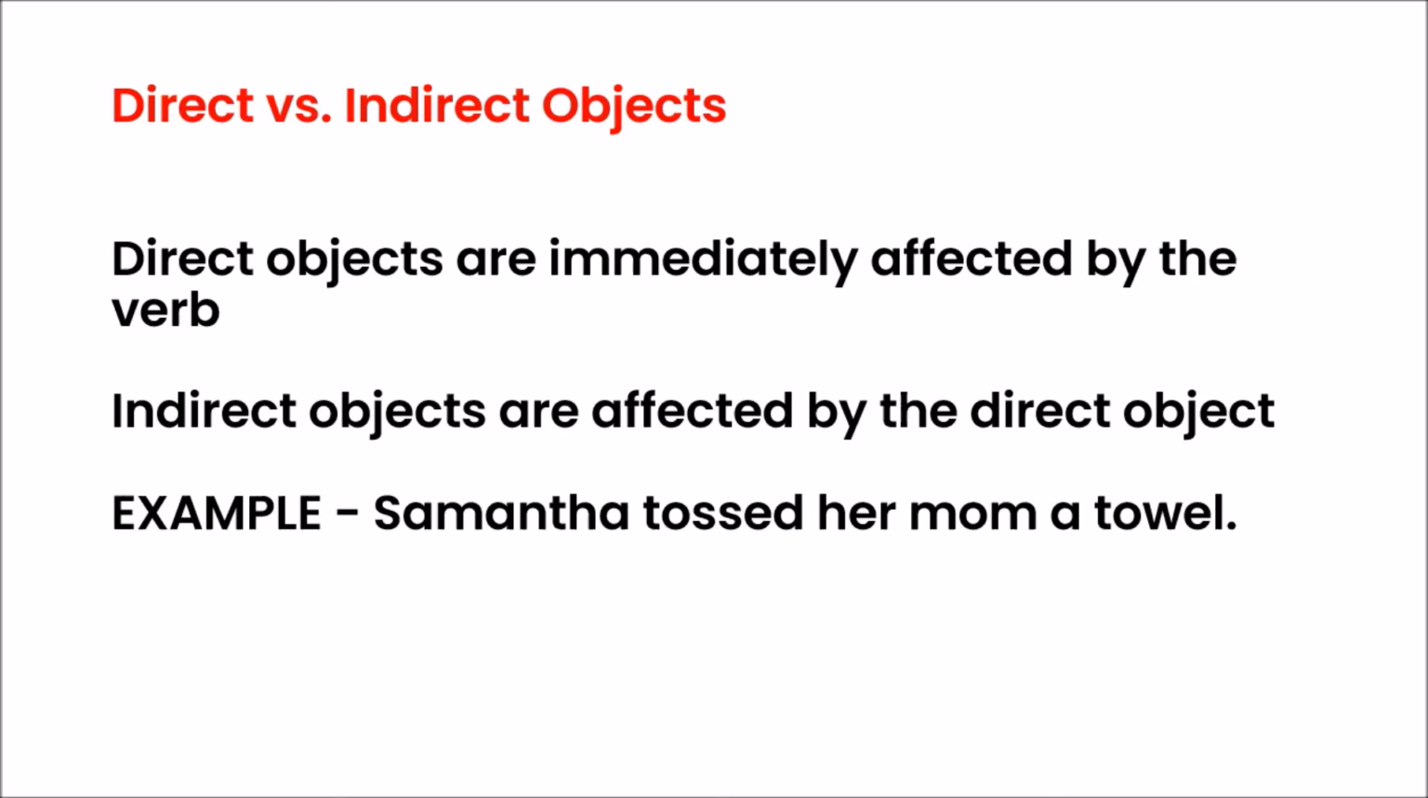Mom here is the indirect object because mom is not tossed, but she does receive the object, which is the towel. Mom is the answer to the question, to whom was the towel tossed? So we can easily conclude that an indirect object can only be found in a sentence with a direct object, whereas a direct object can be part of any sentence that includes an action verb.